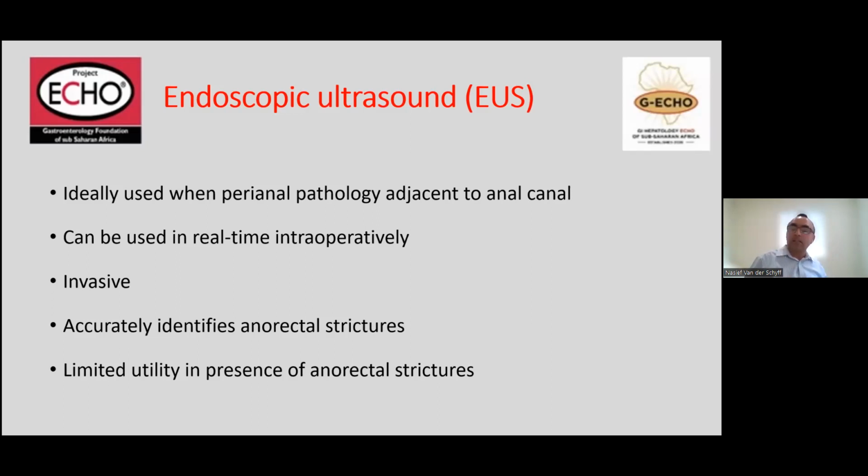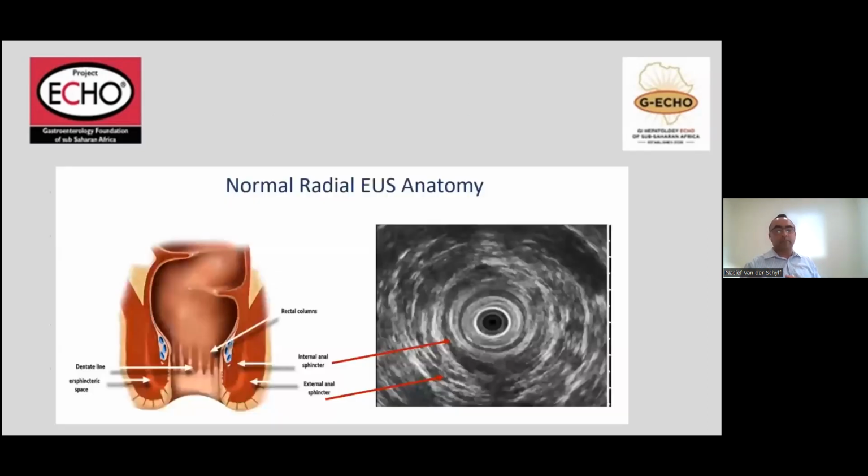So endoscopic ultrasound is an important imaging modality, and unfortunately still not widely available, but it is ideally used when the peri-anal pathology is adjacent to the anal canal. And it can be used in real time, done at the time of EUS intraoperatively, though it is invasive. But in the right hands and the right setting, it can accurately identify anorectal strictures. But as you can imagine, if stitches are there, it may be difficult to insert a probe because of the narrowing of the anal canal.